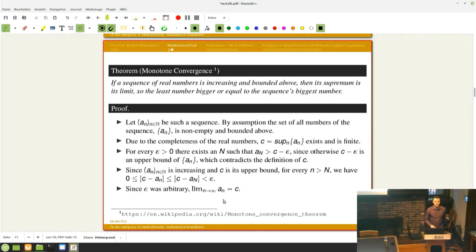So this is a mathematical proof, and it is highly, highly important to have such proofs inside mathematics in order to understand that the results we are claiming to be true are actually true.